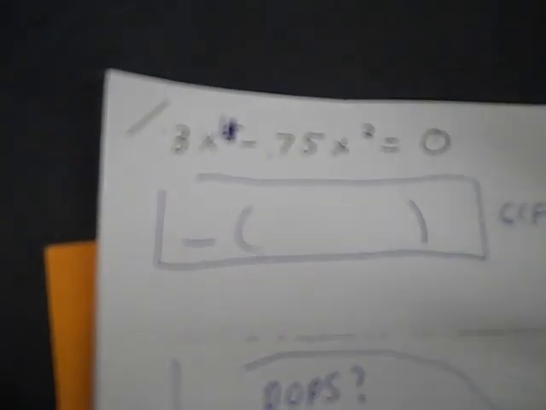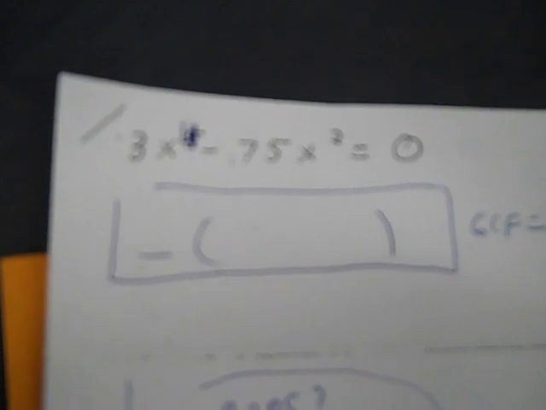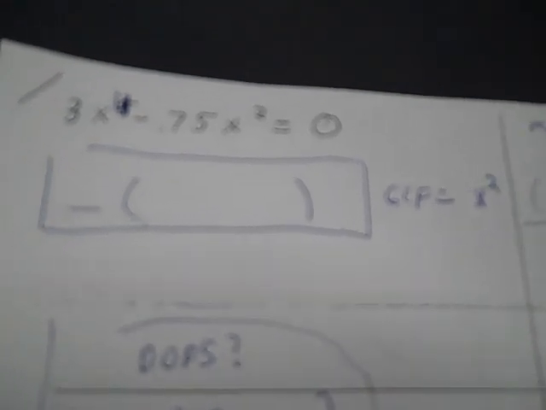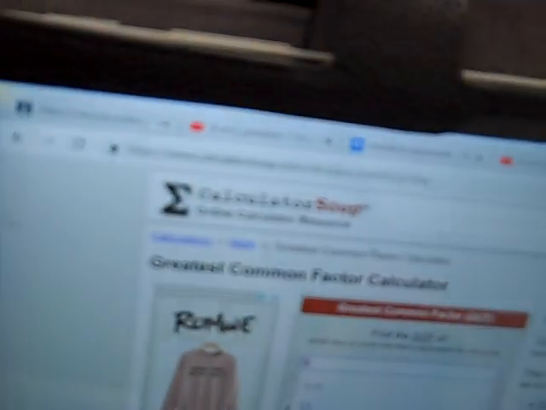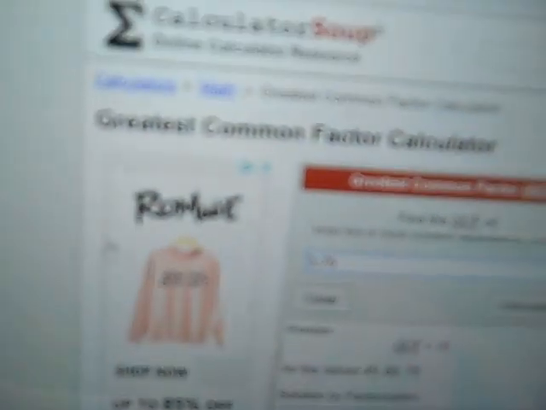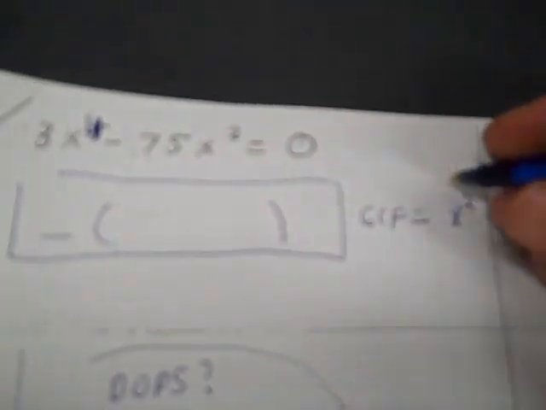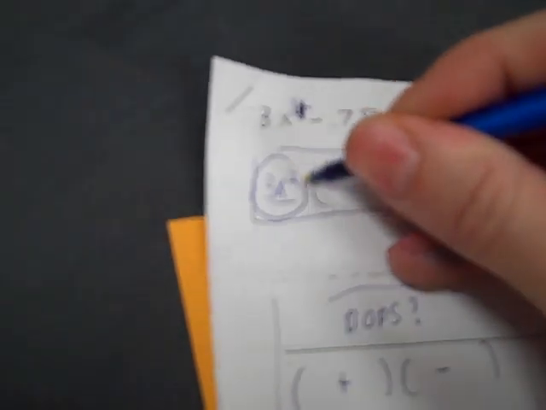Now your GCF, do you have a negative in front? No. Do you have x on everything? Yes. But you have x to the 4th and x to the 2nd, so I don't want to just do x, because then I can't get an x somewhere to cancel, so I have to do the x to the 2nd. Then 3 and 75, the GCF is 3. So you need to factor out a 3x to the 2nd. Okay, and then circle that.